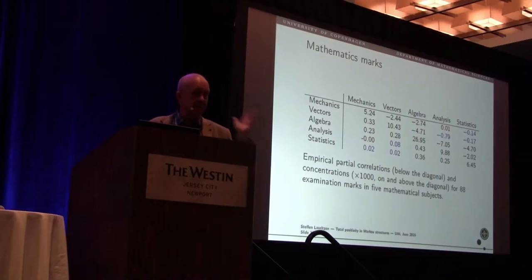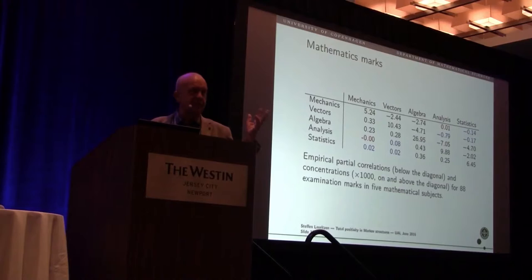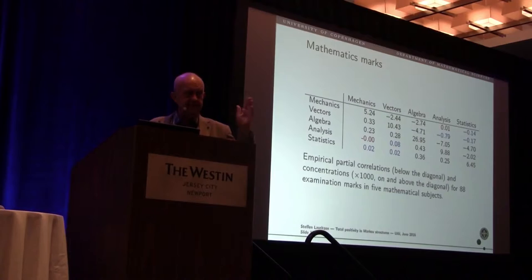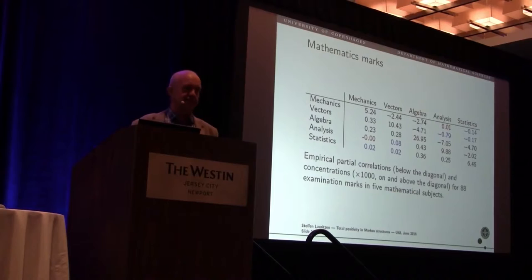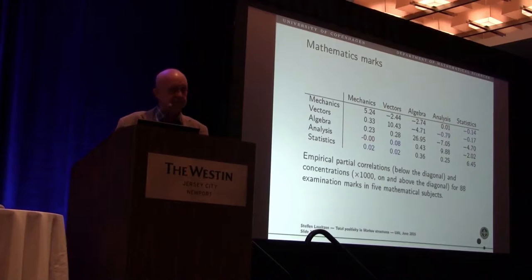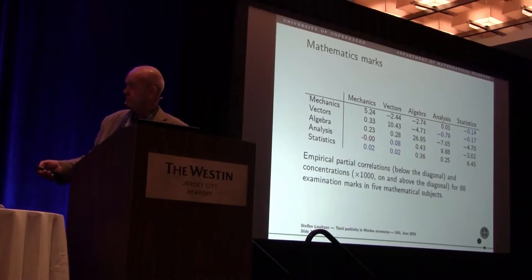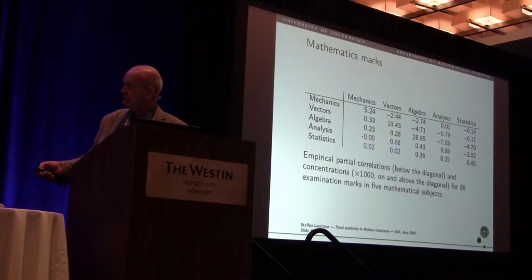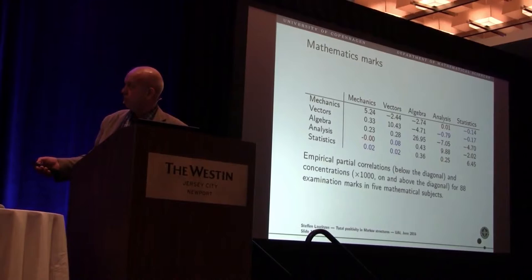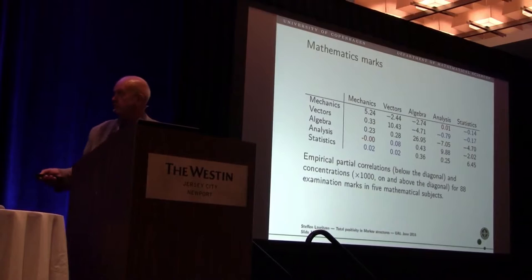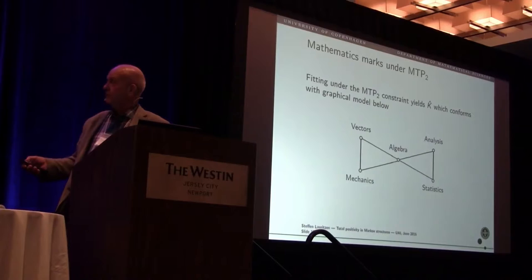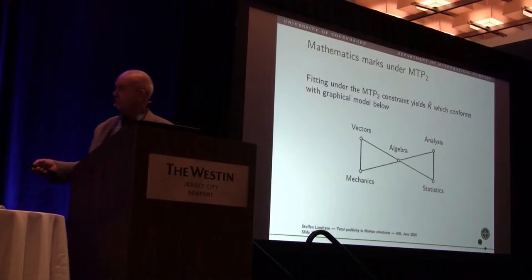Of course, there's a natural positive association between mathematics marks. If you're good at one subject in mathematics, you tend to be good at another. So in that sense, it makes sense to say that association is positive. It's not a completely ridiculous example. If you compute the empirical partial correlations, which are down here, you can see that the only negative one is so small that it doesn't really matter. So it's almost MTP2. And if you actually fit under the MTP2 constraint, you get this sparse model. So fitting under MTP2 constraints actually does yield sparsity on its own.